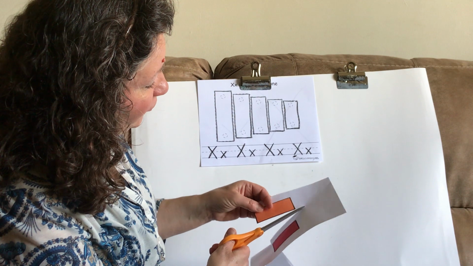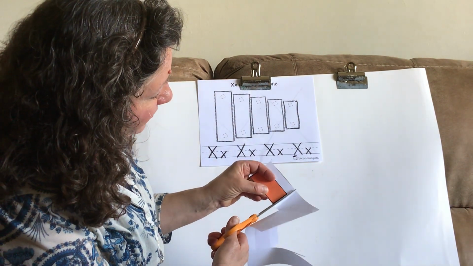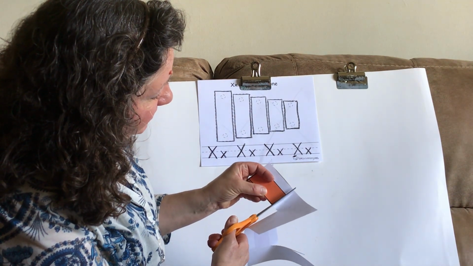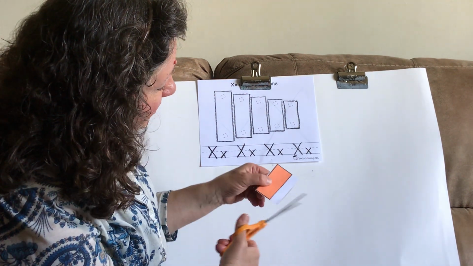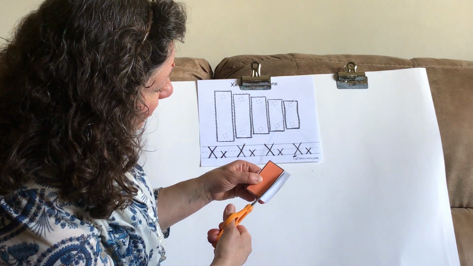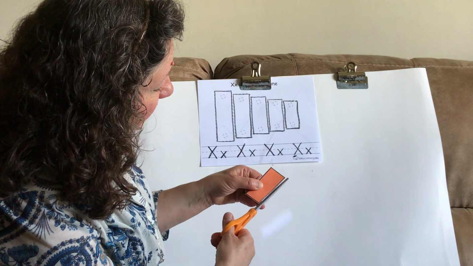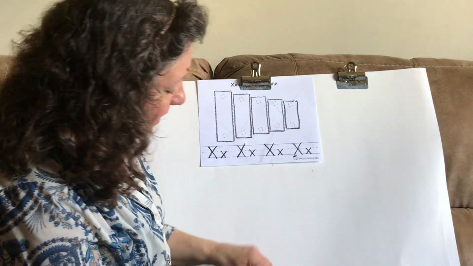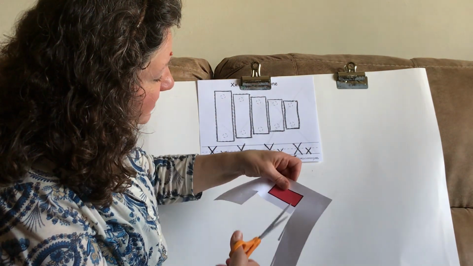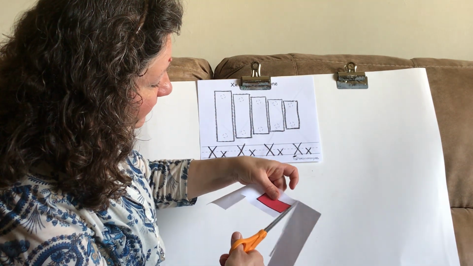Now, if you want to just turn your paper, that's fine. You can do that, whichever way is easier for you. If it's easier for you to go off the edge of the paper, you can go off the edge, or if you want to turn it, you can turn it. Okay? So we have that one, and we have one more box that we're going to cut, one more rectangle.